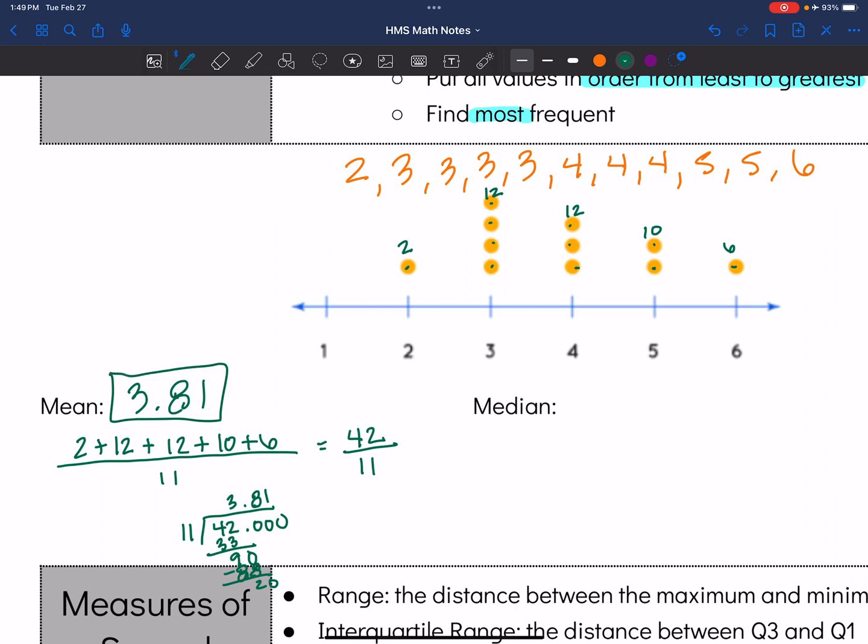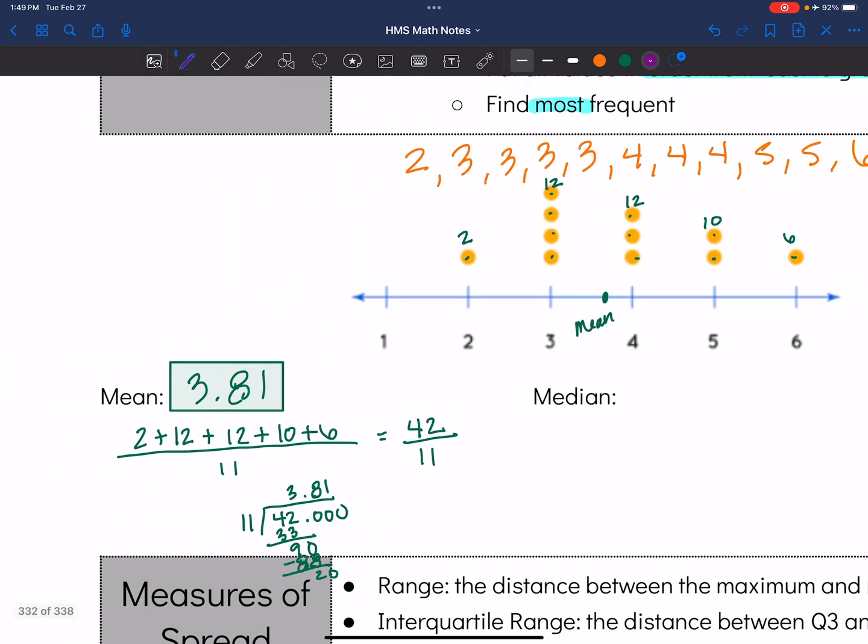So my average is right about here, right? Because it's closer to the 4 than the 3, which makes sense because the majority of the data is at the 3. All right, median, the middle value.